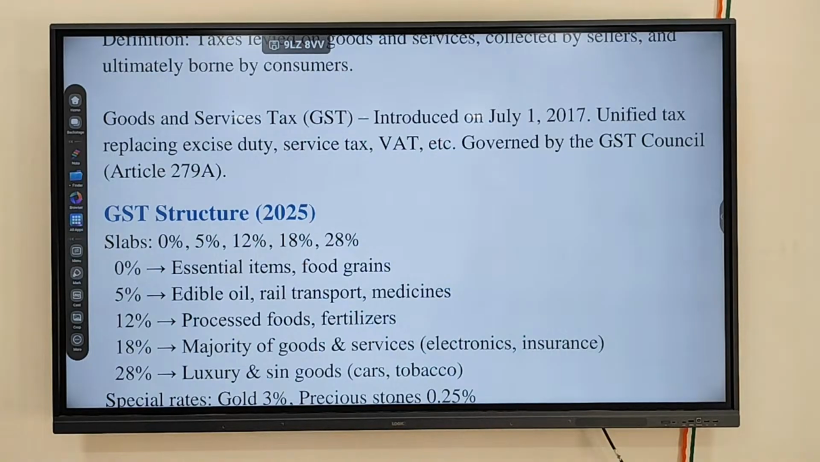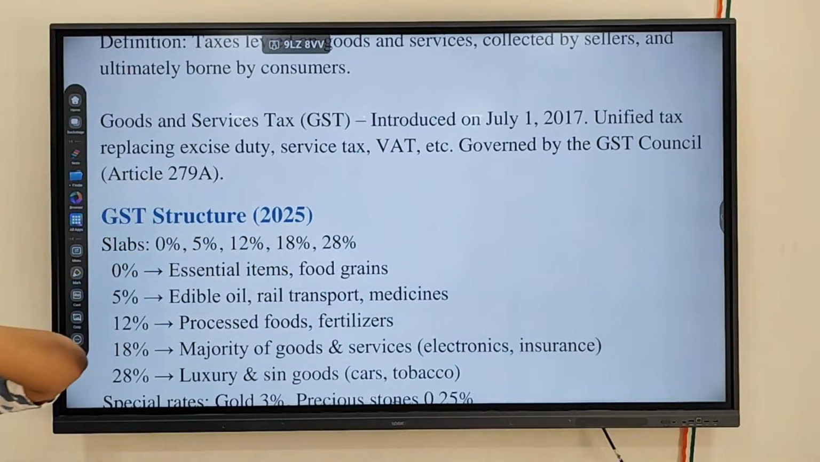Why? Because the Congress government itself wanted to bring this GST in the 1990s. But due to not having a majority, those bills collapsed and were not passed. But the BJP government has brought this GST. Okay, let us see what that is. And there is a GST Council for GST.